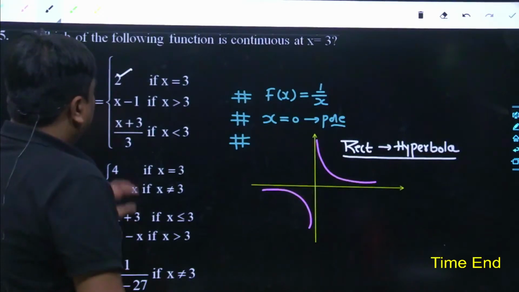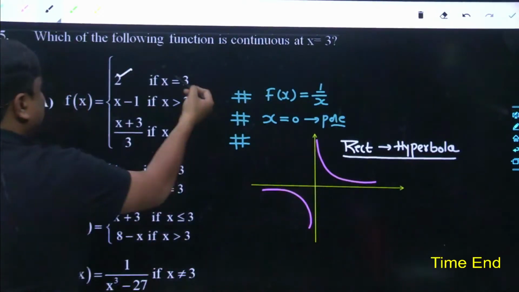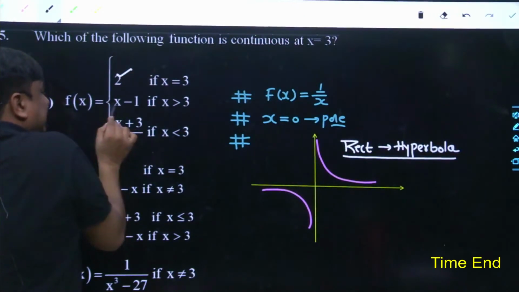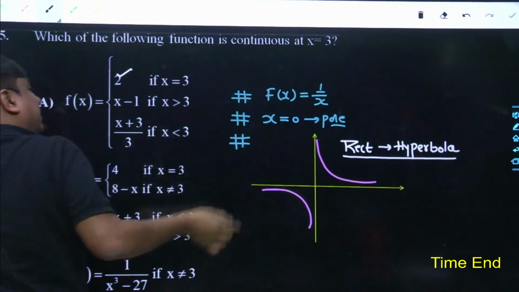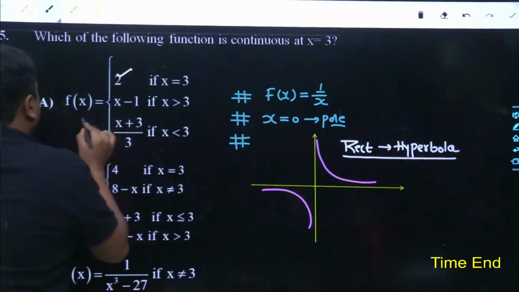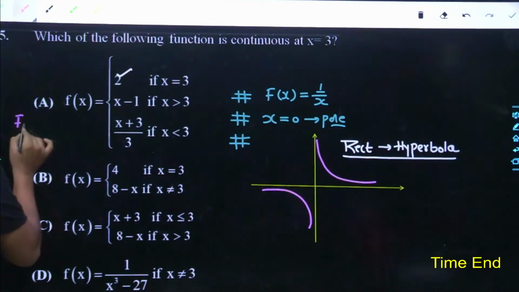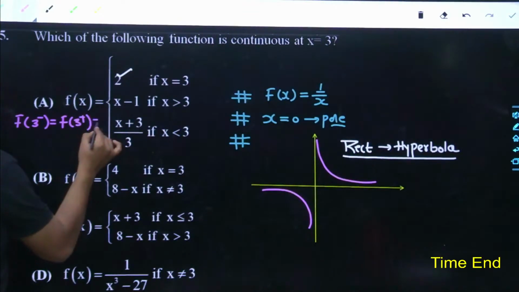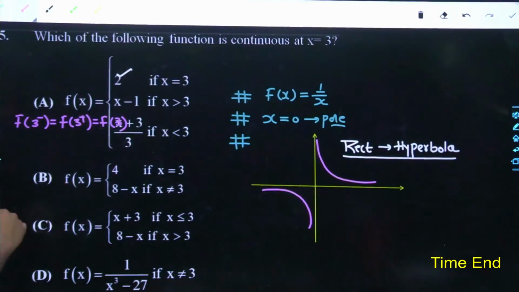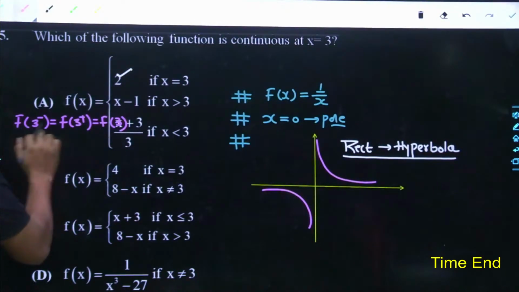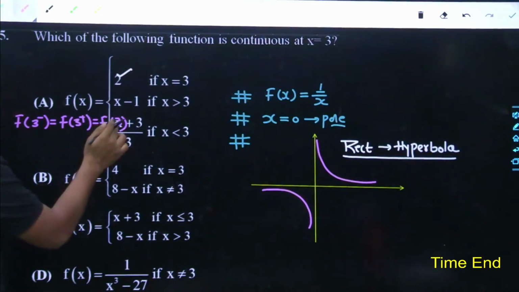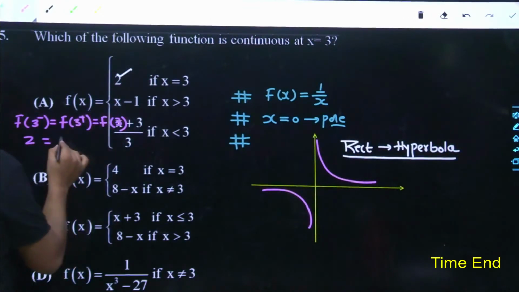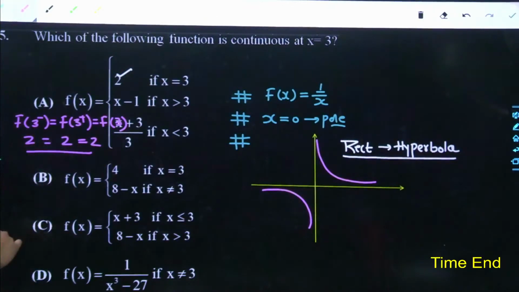So what I do is check only at the test point, and the test point is x equals 3. Once I feed x equals 3, 3 plus 3 is 6 divided by 3, that is 2. 3 minus 1 is 2, and even the value of the function at x equals 3 is also 2. So if we focus on the first question, I focus on f of 3 minus, the left hand limit, f of 3 plus, and the value of the function at f of 3. The value is calculated from 3 plus 3 divided by 3, that is 2. Similarly, f of 3 plus has to be calculated through x minus 1. That is 2, and even that is also 2. So yes, this is continuous.